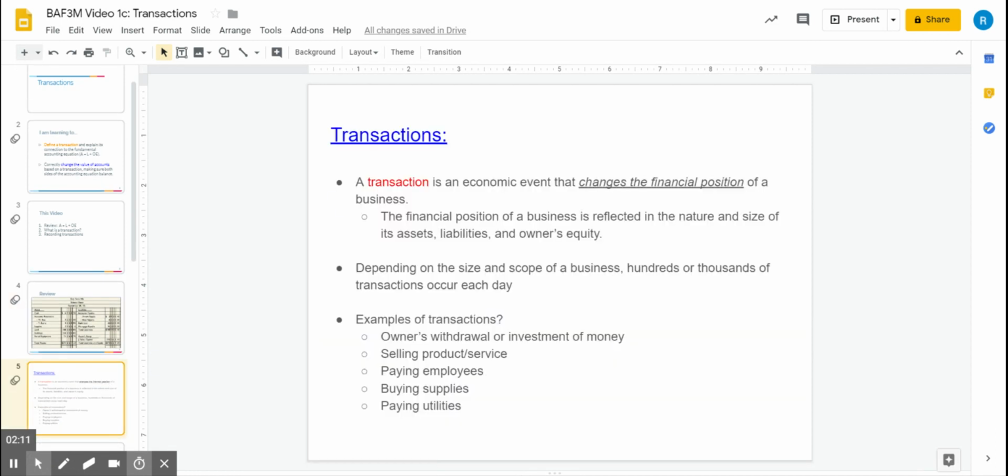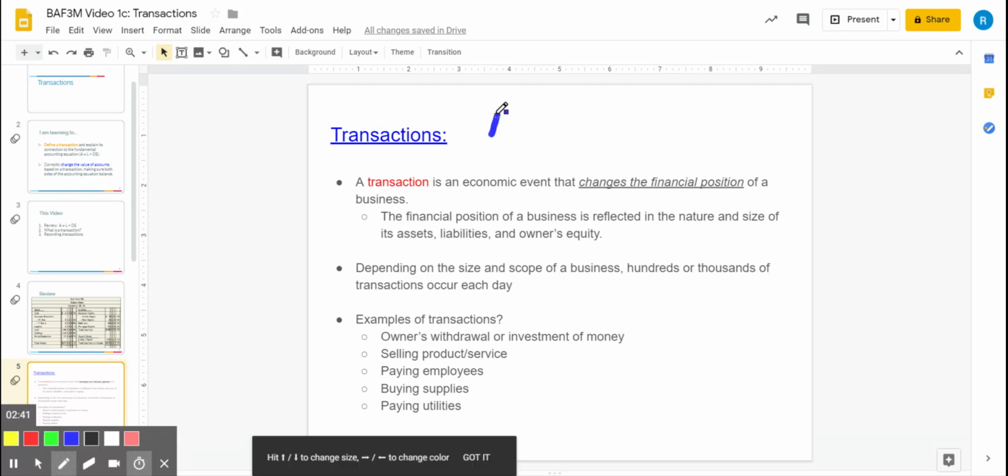So, what are transactions? A transaction is so simple. It's just any economic event, something of economic significance, even if it's really, really small, that happened and changed the financial position of a business. That example I told you of a customer giving us $30 for a haircut, that's a transaction. It's going to economically change our financial position, even if only in a small way. Okay? The financial position of a business, as a reminder, is simply reflected in the nature and size of its assets, liabilities, and owner's equity.